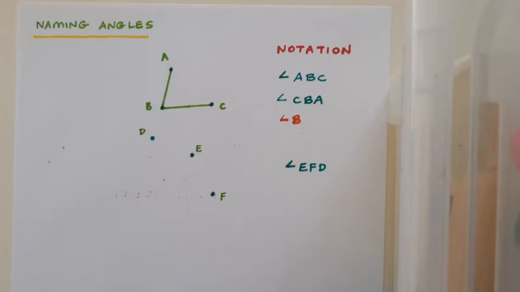Okay, so to make the angle EFD, I must join E to F to D. So I've started by joining E to F, and now I'll continue on to D. And this is the angle EFD. Can you think of any other name that I could give to this angle?